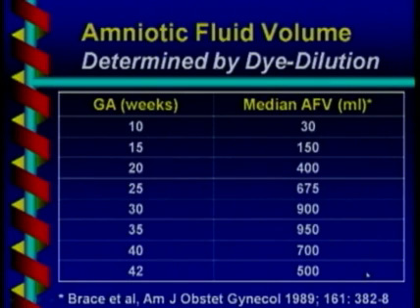with dye-dilution to get the actual median or average amniotic fluid volume at different stages of pregnancy. It's maximum in the late third trimester, where it hits almost 1,000 cc's median and then begins to drop off a little bit.